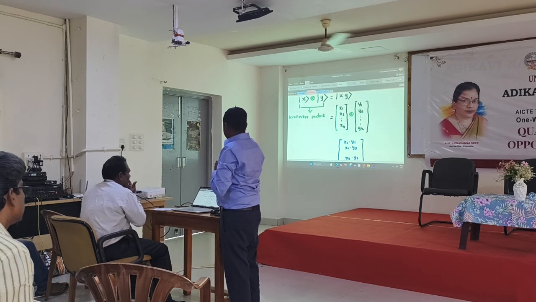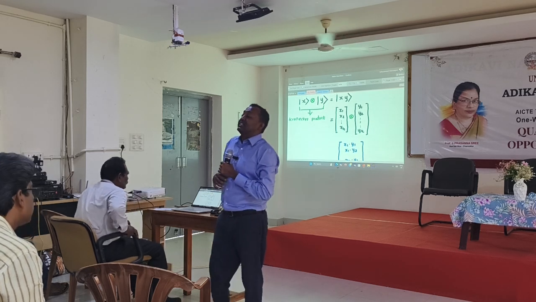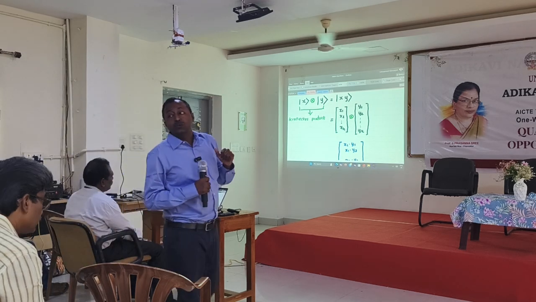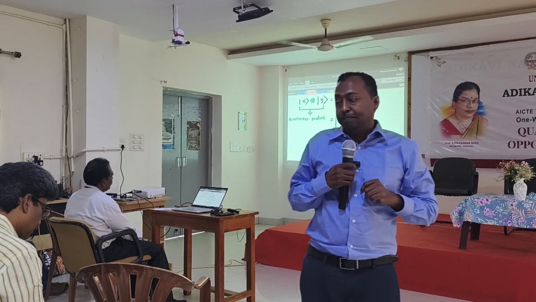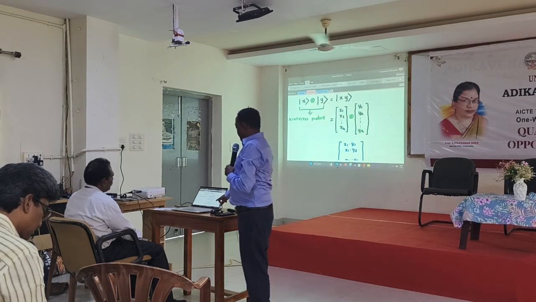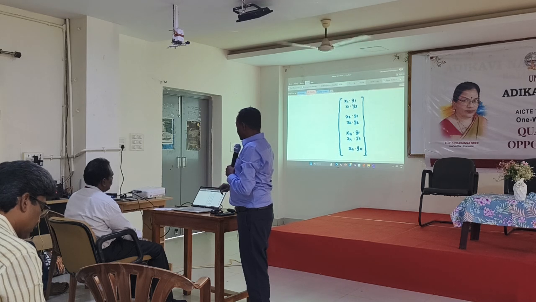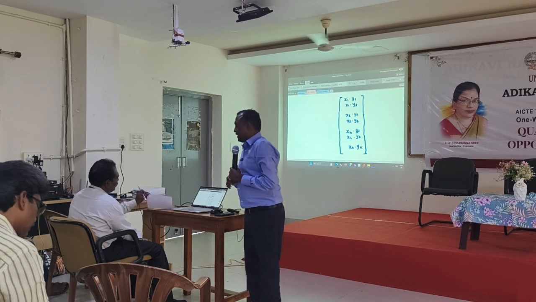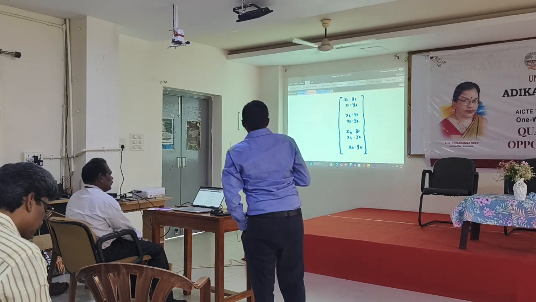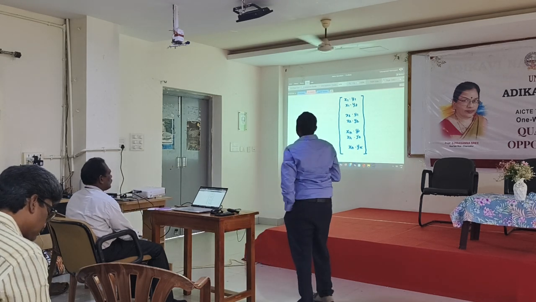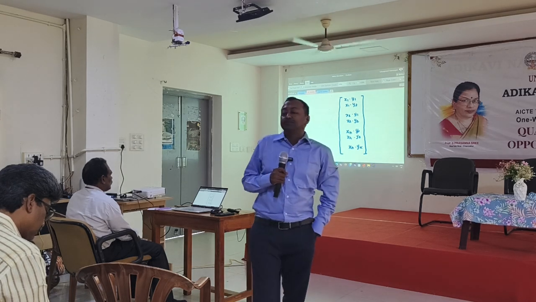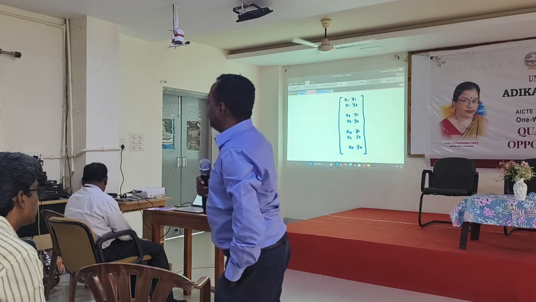Right. So x will be x1, x2 till xn, and y will be y1, y2 till yn. So then obviously it is x1 dot y1, x1 dot y2, x2 dot y1, x2 dot y2, and so on till xn dot y1. The representation is xn, not xh.